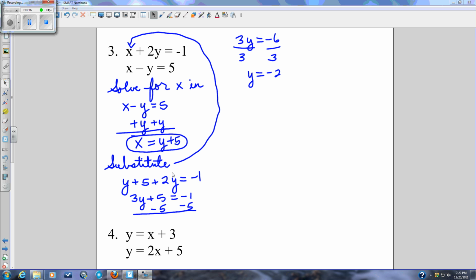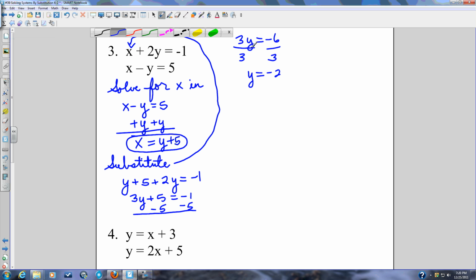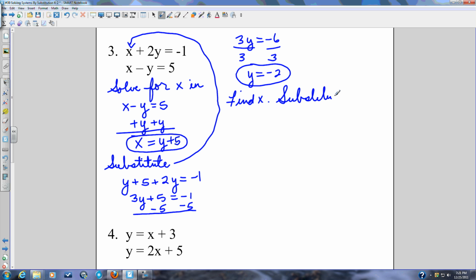So now I'm going to circle that because that's half of our ordered pair. Now we still have to find x. To find x, we're going to substitute y equals -2 into an expression for x.